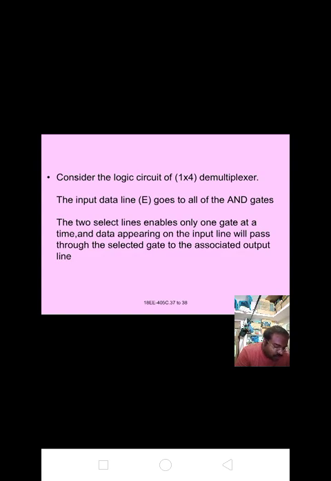D4 is E into S2, S1 bar, S0 bar. D5 is E into S2, S1 bar, S0. D6 is E into S2, S1, S0 bar. D7 is E into S2, S1, S0.